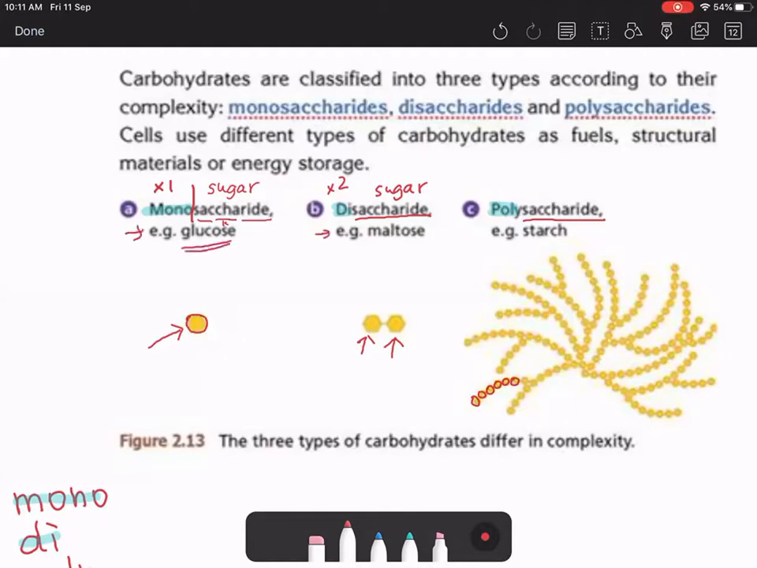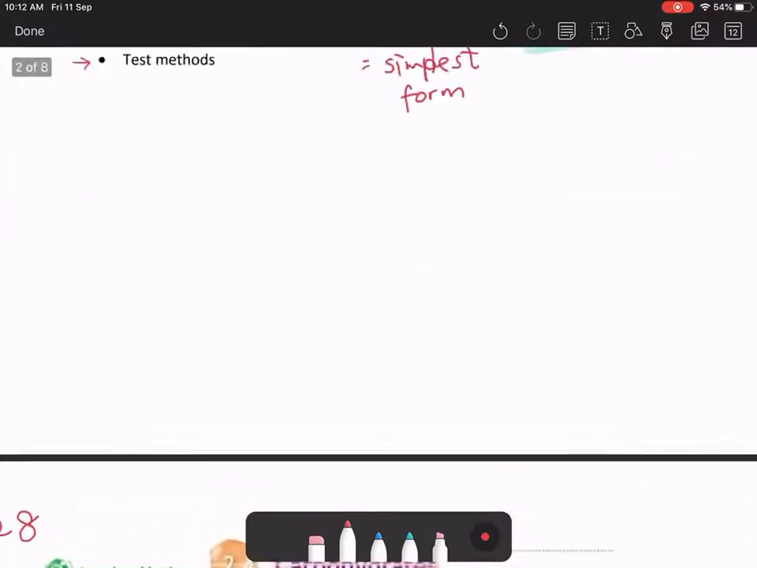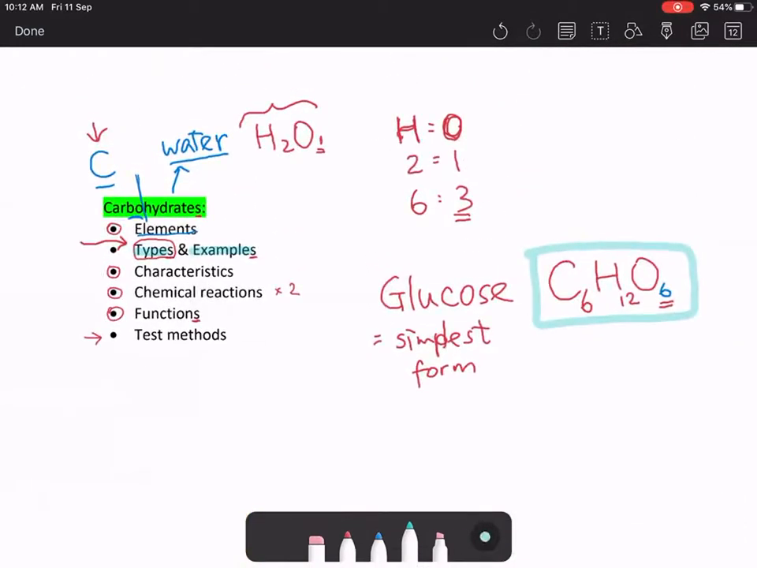Glucose is here. And now for these diagrams, I just want you to note that there are different sizes of monosaccharide. Only 1 monosaccharide, 2 disaccharide, many polysaccharide. And the next, now you have to learn each of them one by one. Now these 3 are the types here.